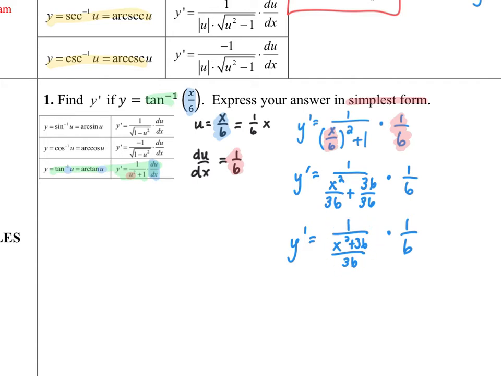I'm going to take care of this complex fraction. 1 divided by x squared plus 36 over 36. All I do is multiply by the reciprocal of this thing. So this simplified to 36 over x squared plus 36. And now I see that I can divide out a 6 here. So that becomes a 6 and that becomes a 1. And this will give me my final answer. And this is my final simplified answer.